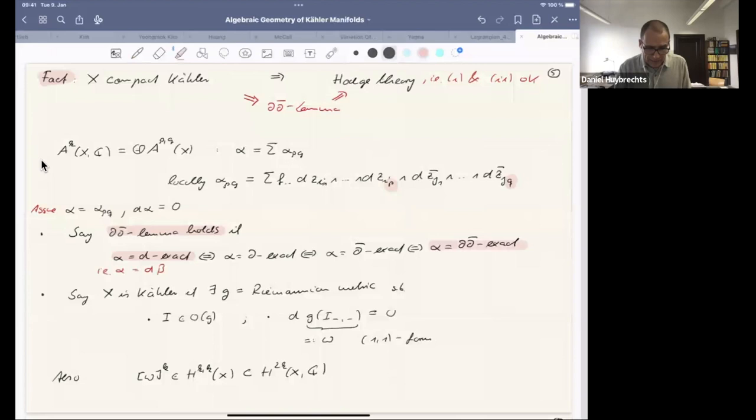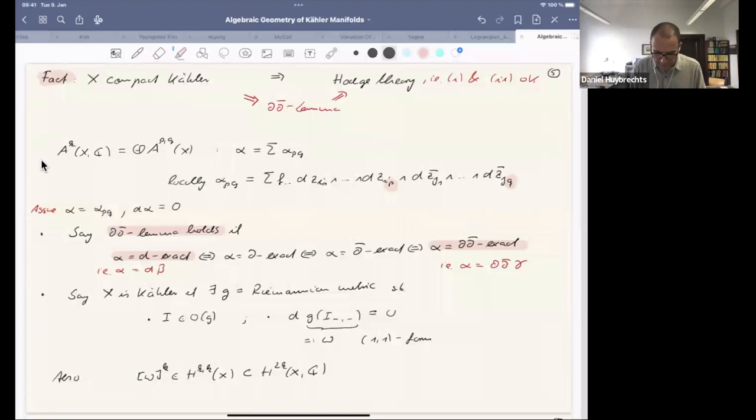That means alpha is del del bar of some form gamma. So here the beta has to be of degree p plus q minus one, and the gamma has to be of degree p plus q minus two. Anyway, so it looks like a technical condition. But for these degenerations of spectral sequences, it's a technical thing. So you need some technical assumption to make it degenerate. Okay. So this is the condition del del bar lemma holds.